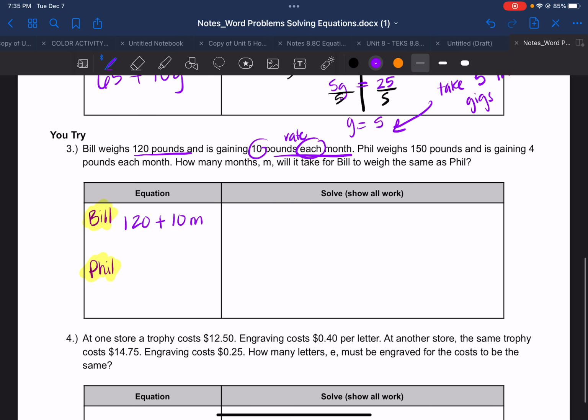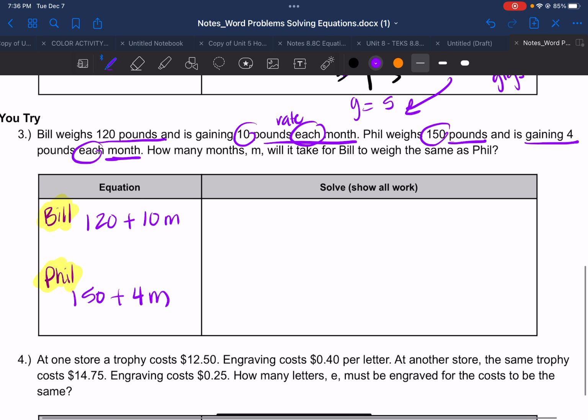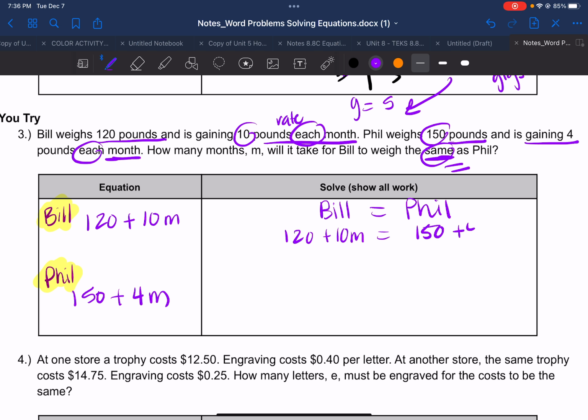And now we need Phil. So we have 150 pounds and gaining 4 pounds each month. So there's my next rate. So we have 150 plus 4M. How long will it take for them to be the same weight? We know same means equal. So we need to set Bill and Phil equal to each other, right? Bill equals Phil. All right, so we have Bill's equation, which is 120 plus 10M equals 150 plus 4M.